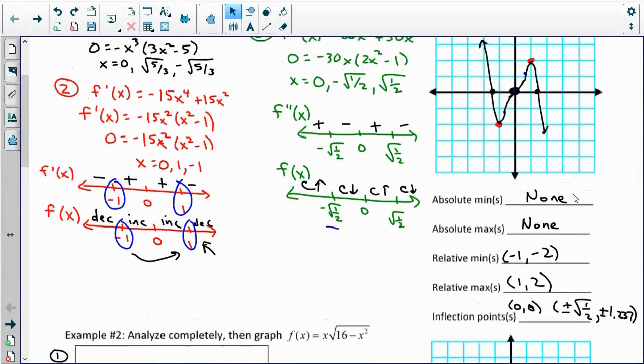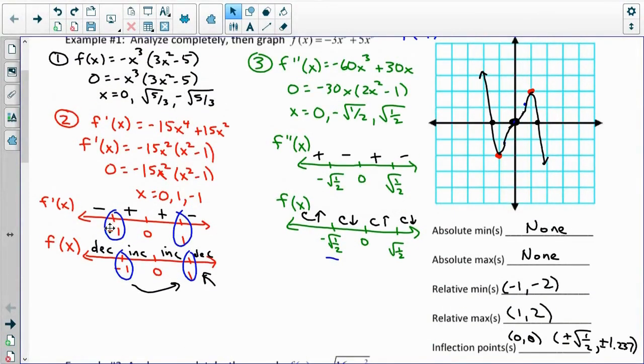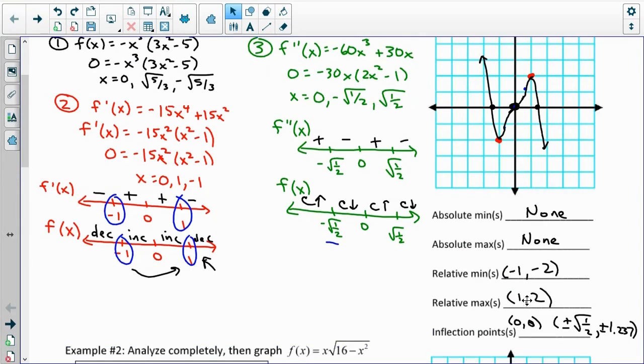The relative min is at (-1, -2), which I saw since I had a critical point that had a sign change at -1. And then the relative max happened at +1. There was a sign change there.